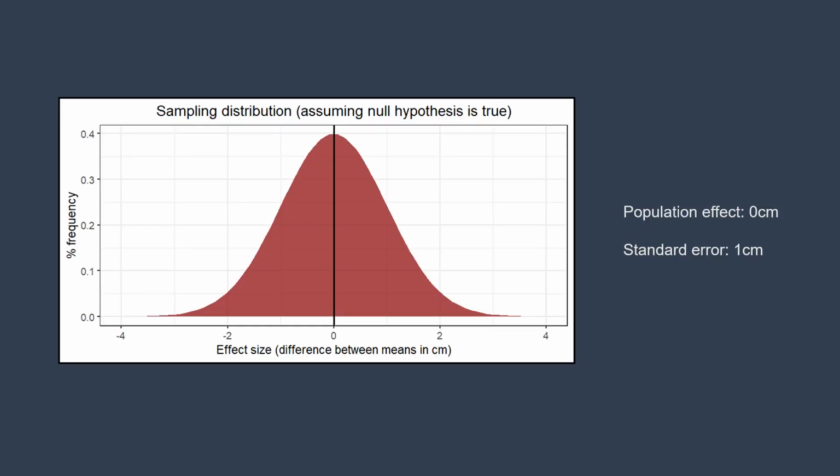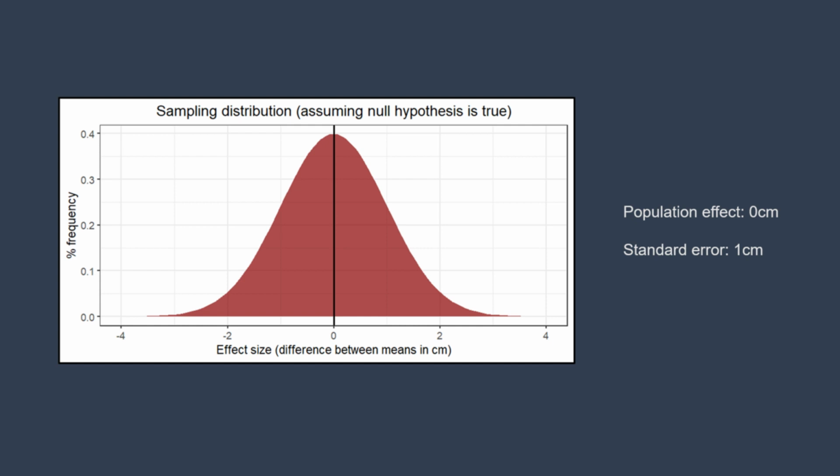I'm going to show you how it works behind the scenes. So, the null hypothesis is that there's no effect. The effect is zero difference. But different samples will say different things. We can use the standard error from our sample, which is in this case 1 centimeter, to imagine a sampling distribution, what the sampling distribution would look like if the null hypothesis is true.